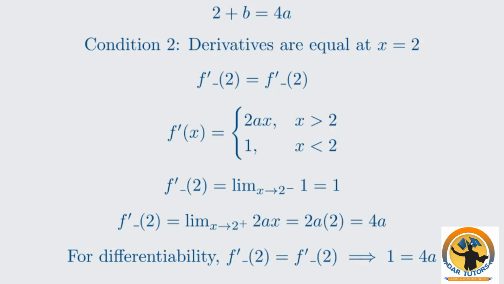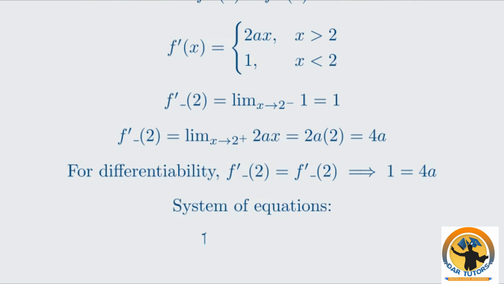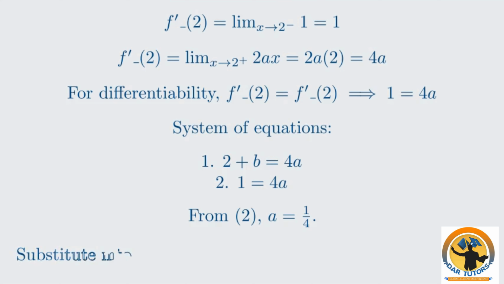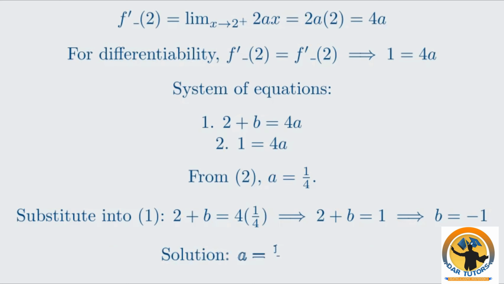We now have our system of equations. Our equations are 2 plus b equals 4a, and 1 equals 4a. From the second equation, we can see that a must be 1/4. Substituting this into the first equation gives us 2 plus b equals 1, which means b must be negative 1. So the function is differentiable at x equals 2 when a equals 1/4 and b equals negative 1. This ensures that the two pieces of the function join smoothly.